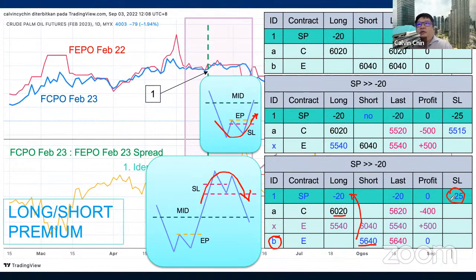So for easy illustration, we maintain at minus 20 and our stop loss is maintained at 5 points away from the entry point. The net is, even though we haven't closed the position, right now we should see 100-point profit.